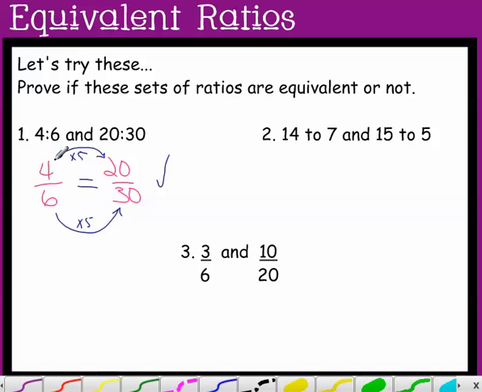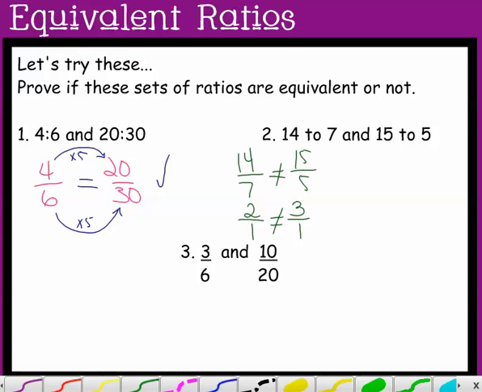All right, over here we have 14 to 7 and 15 to 5. Now, I don't have a factor that I can multiply 14 by to get 15 or 7 to get 5, but if we look at this, 14 over 7 will simplify to a ratio of 2 to 1. 15 over 5 will simplify to a ratio of 3 to 1. And if we look at these, we know that a 2 to 1 is not equal to a 3 to 1. So this pair of ratios is not equivalent. I should mark that here as well with the original ratios.